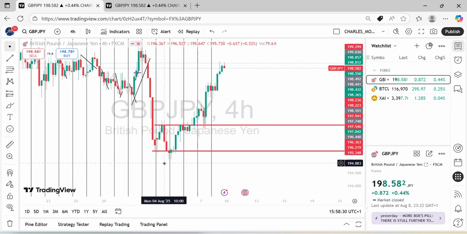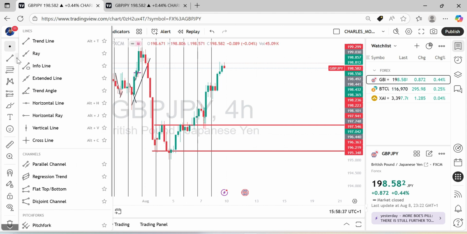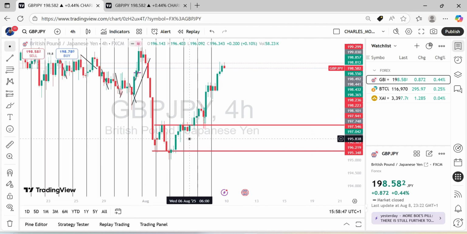So first, what I normally do every Monday is go to my lines. I don't actually know what they call this, but this option, I go straight to my horizontal line. I click it. That was how I got these two lines. What I normally do every Monday is first mark my first two 4-hour candles. That's going to help me know the breakout for the week.